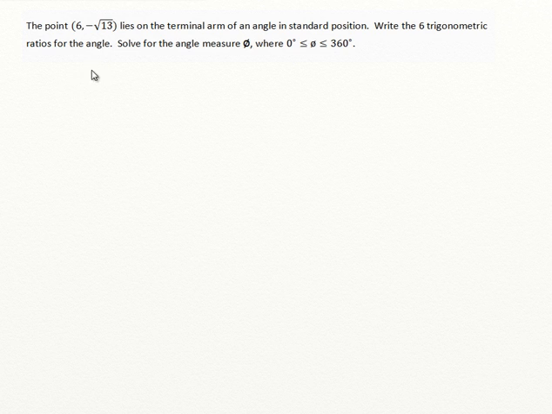I guess the first thing we're going to do is sketch, to get an idea of where this point is. So if we have the coordinate grid here, and if we recall, let's just put some quadrant numbers on here. So this is quadrant 1, we have quadrant 2, and 3, and quadrant 4.